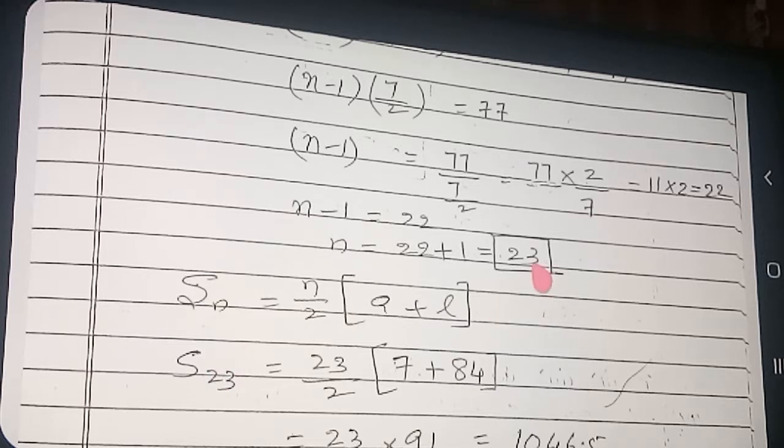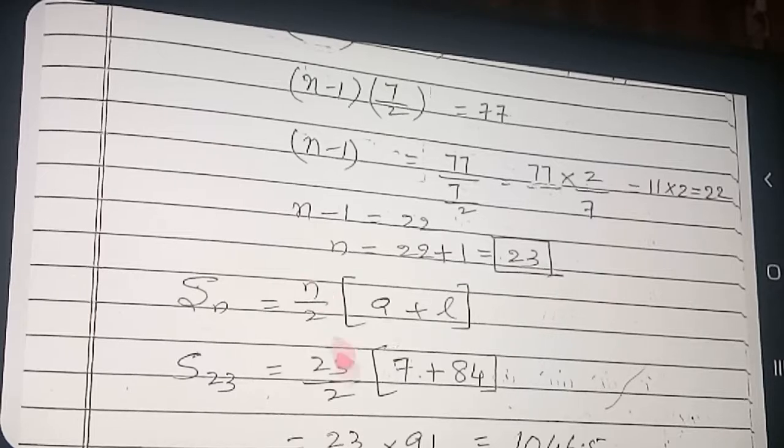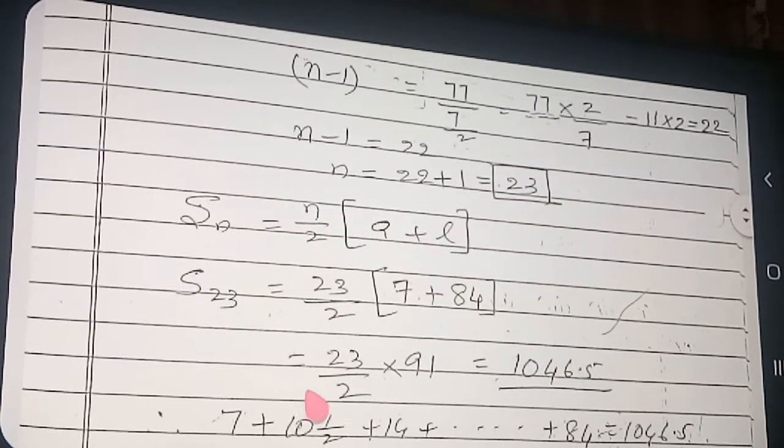So n how much is coming? 23. So I have written here S23 is equal to 23 by 2 into first term 7, last term 84. Okay, 23 by 2 into 91. So you got the answer as 1046.5. Okay, clear, all of you? So the last conclusion I have written here: the sum is equal to 1046.5. This type of sum, this is the best method.